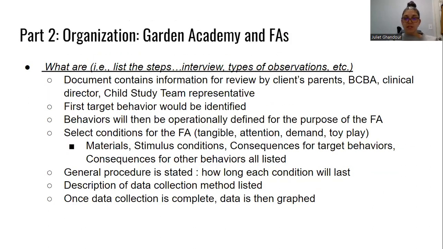So part 2, organization, Garden Academy, and FAs. So there are steps that need to be followed before an FA is conducted. During these steps, a document is put together, typically by the BCBA, and it contains all the information necessary for the FA for review by the client's parents, the BCBA who's putting this document together, the clinical director, and the child study team representative. So the document contains all the information about the FA, what it's going to look like, how it's run, and that has to be reviewed by each of these parties.